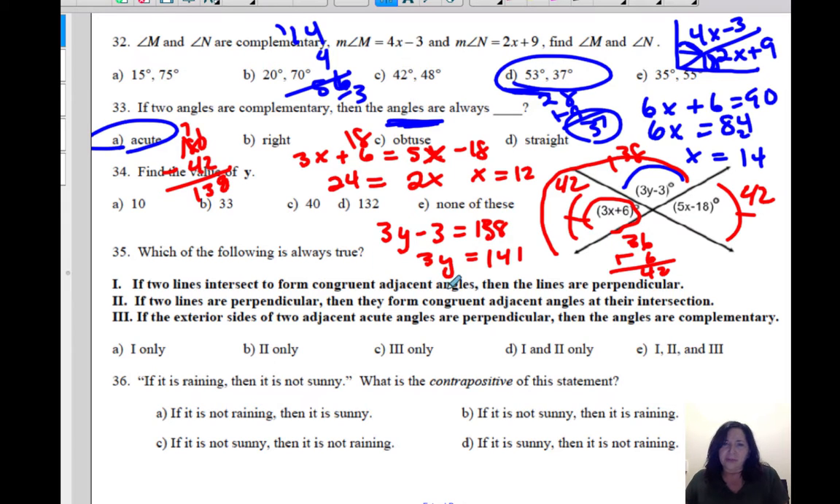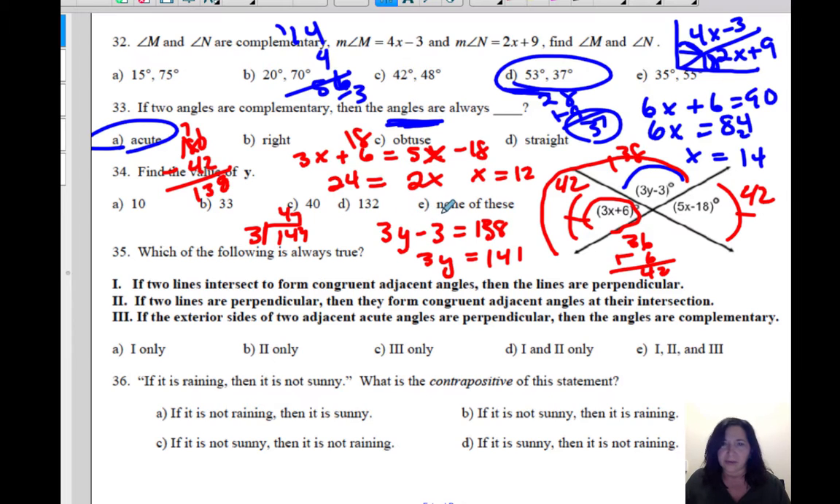And ask yourself, does 3 divide into 141? If I add the digits up, 1 plus 4 is 5, plus 1 is 6. 3 divides into 6, so therefore 3 will divide into 141. So we're going to go 141 divided by 3, and that's going to be 47. Okay. Y is 47. Holy cow.